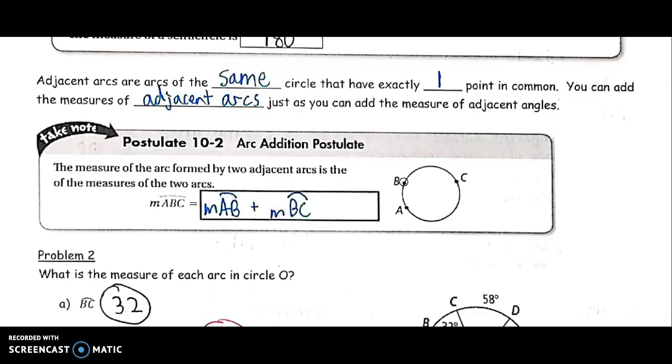If I want to find the measure of that combined arc that passes from A through B on its way to C, I could take the 2 adjacent arcs and add them together. So I can find the measure of arc AB, add the measure of arc BC, and that would give us a total from A all the way to C. So say if this was 40 degrees plus 140 degrees, I would have 180 total.